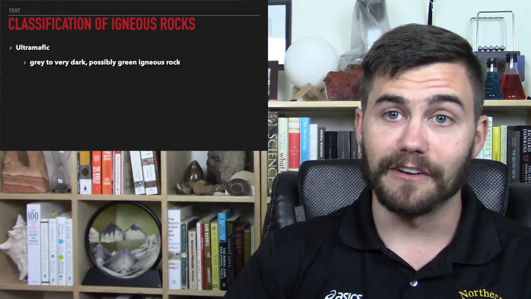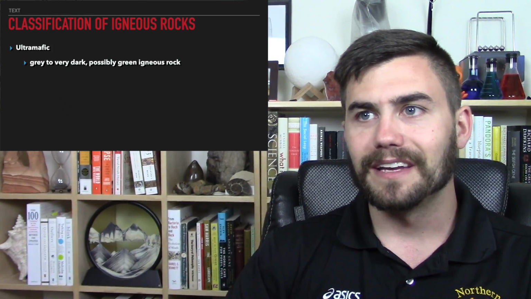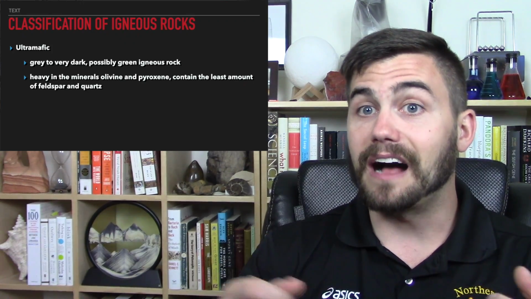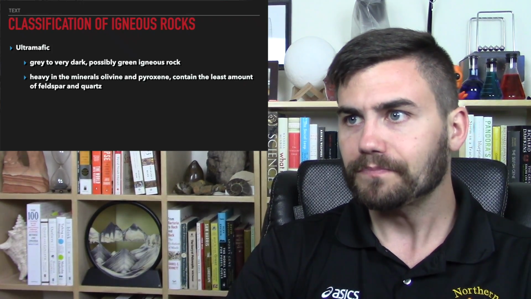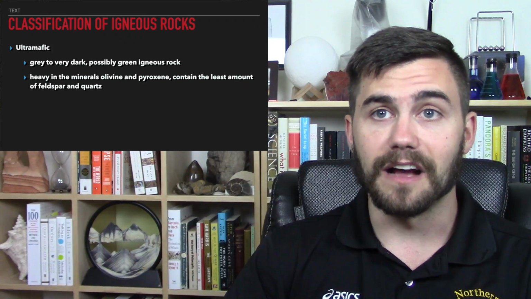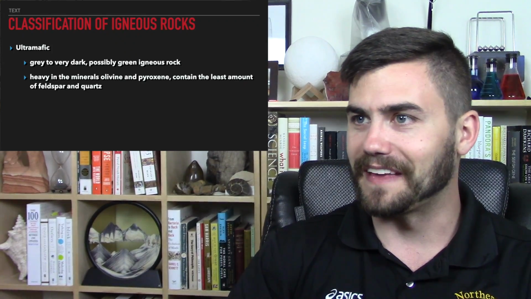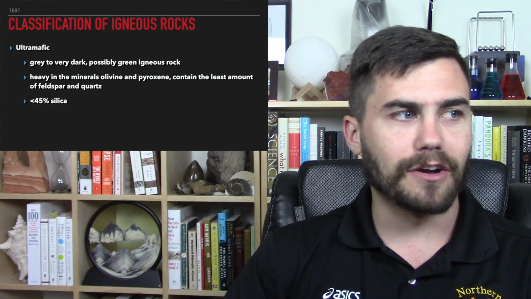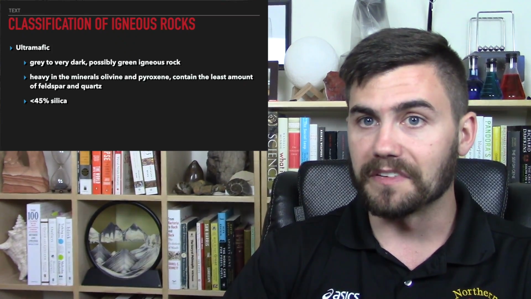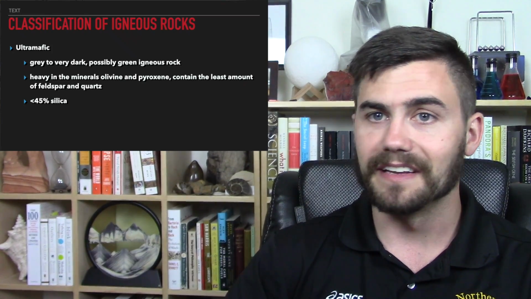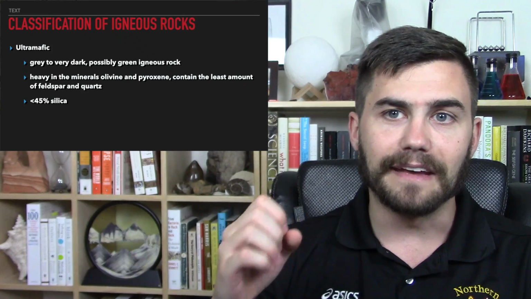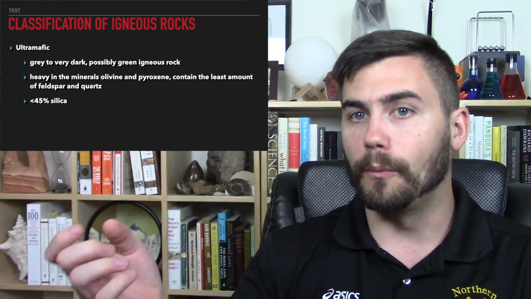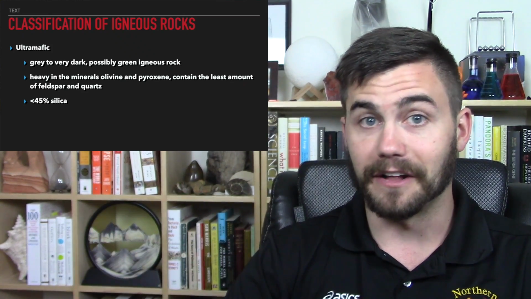Now these typically are very dark. Sometimes they're green though in color. And olivine is a green mineral, and they tend to be common in these ultramafic rocks, so that's why they can be green. And they are composed of less than 45% silica. So by comparison, they have the least amount of silica, and ultramafic rocks are always intrusive as well.